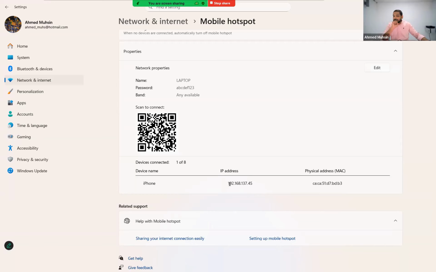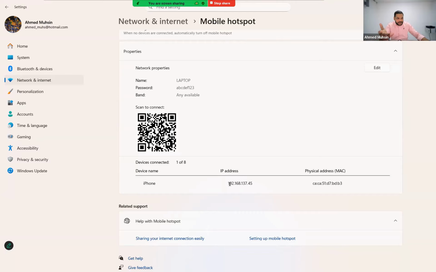Why do you need an IP address, guys? What did I tell you? Your IP address is like your address on the network. I'm asking, why do you need an IP address?